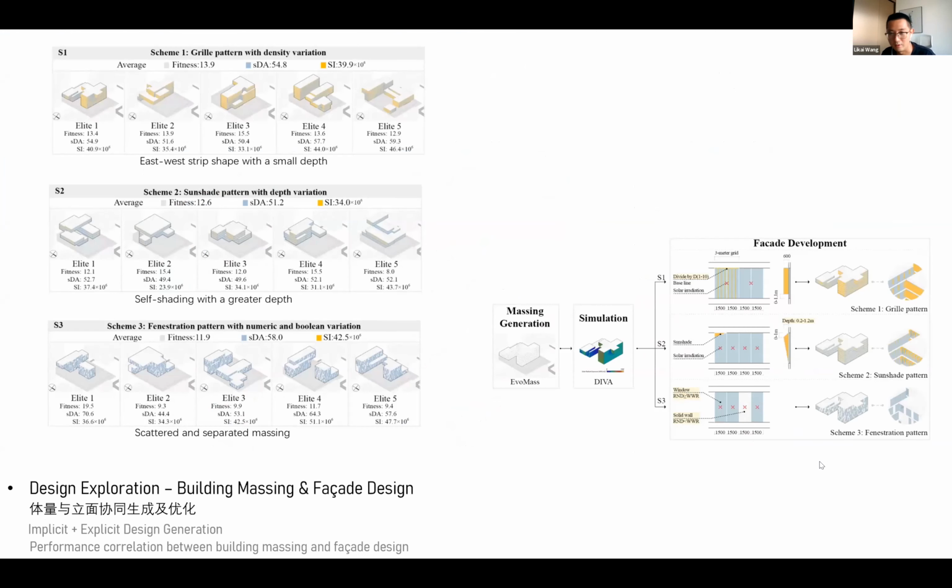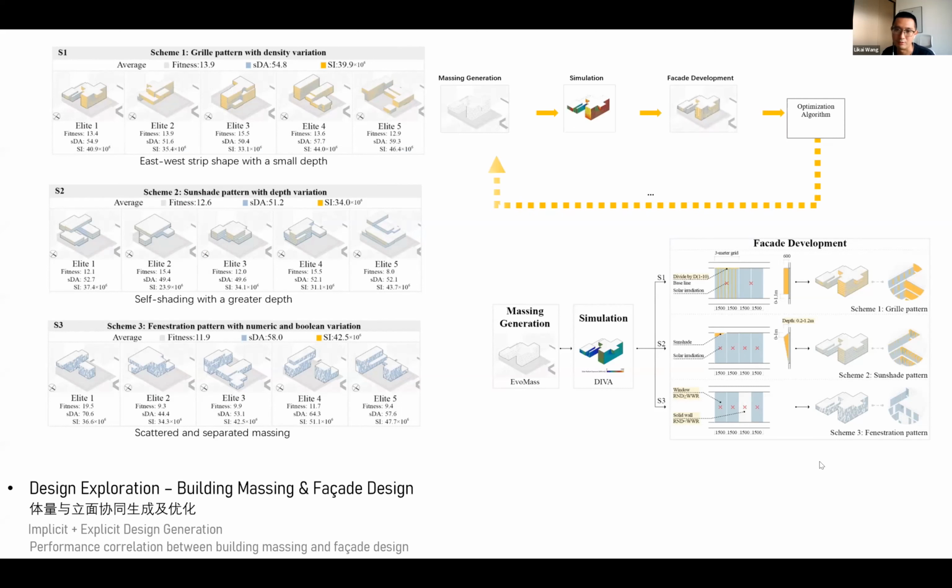And this one is research we are now doing, to combine the Evomass with the facade. We're using the cellular automata algorithm to generate the facade, generating free facade patterns, and we run the optimization. Using this optimization can provide you the information, the interrelationship between the building massing and the facade.